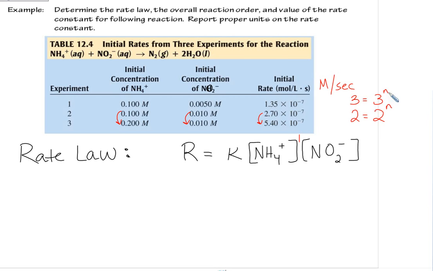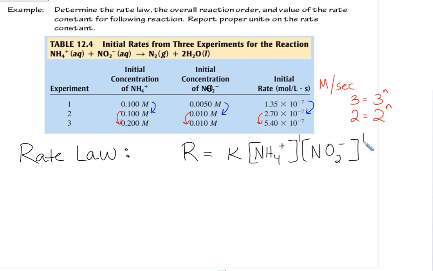Now I do the same thing with my other reactant. I find two trials of data. I want nitrite to change, but I want ammonium to stay constant. So how about trials 1 and 2? We double the concentration of nitrite. The ammonium stays the same. And it looks to me like we doubled the reaction rate again. First order. These are both first order. If we double the concentration of one particular reactant, we double the rate. There, that's it. That's your rate law.